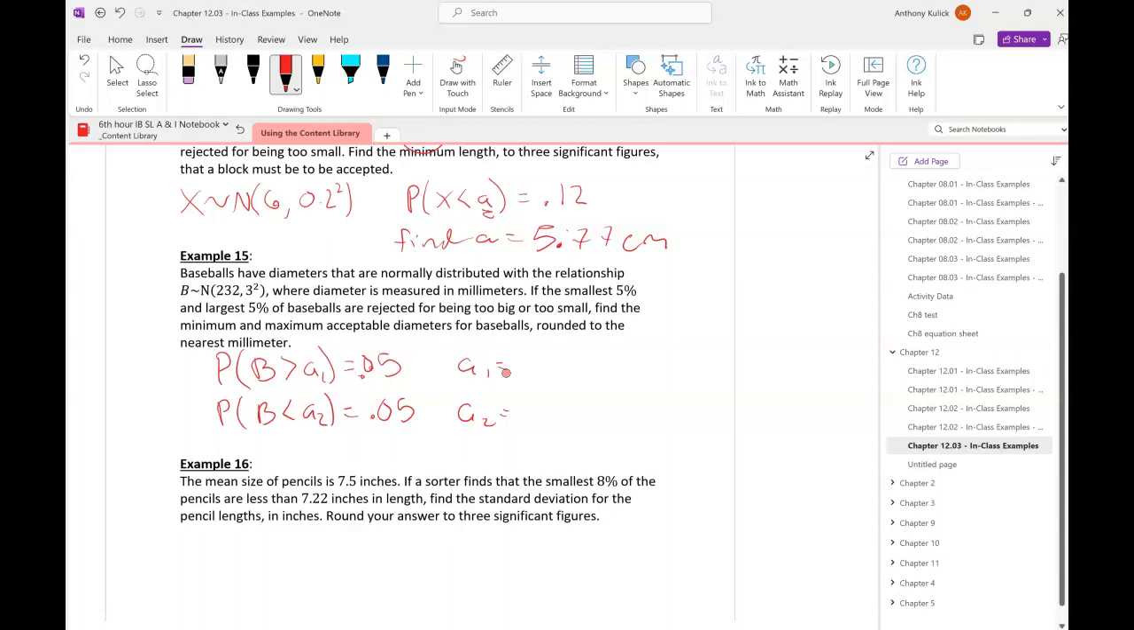227. Yeah, we'll just round that to 3 sig figs, so that's 227. And that's our minimum, right? Because it's a less than. Mm-hmm. Yes, very good. How do you do that? It's 1 minus 0.05. Yes, correct. 0.95. What's when you do the inverse norm though for it? Oh, yeah, I just.